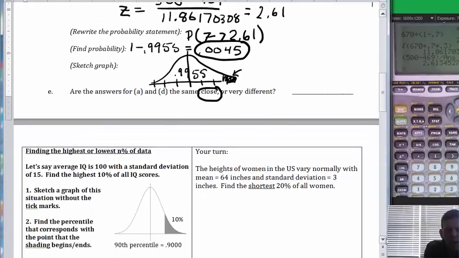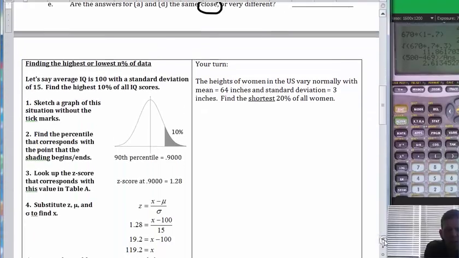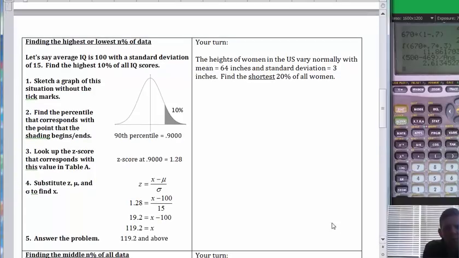So besides doing normal approximation, a couple other things that you're going to be looking at today. Two types of problems include finding the highest or lowest percent of data and finding the middle percent of data. Let's say that IQ is 100 with a standard deviation of 15. Find the highest 10% of all IQ scores. So I think you could set this up using 5 steps as well.